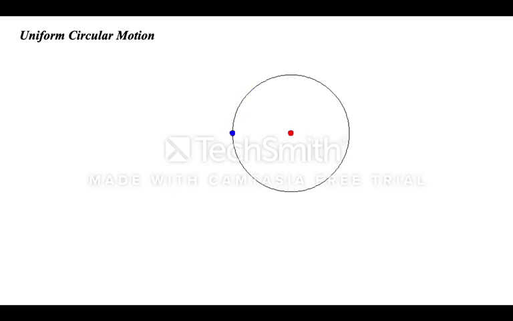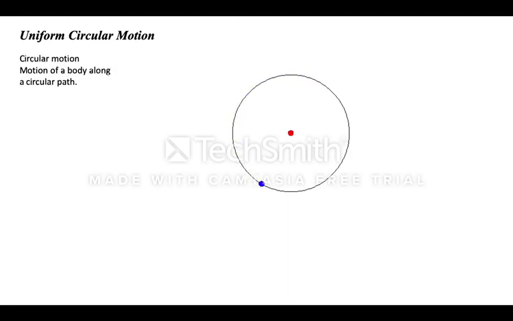Hello everyone. Today our topic is uniform circular motion. If we broadly classify motion into two categories, it will be first rectilinear motion, that is the motion along a straight line, and circular motion, in which the object is moving in a circular path. So far we have learned about rectilinear motion. Now we'll look into circular motion, and specifically uniform circular motion.